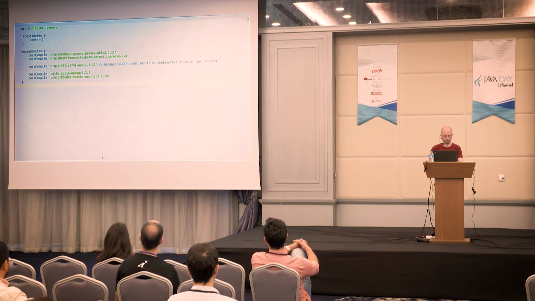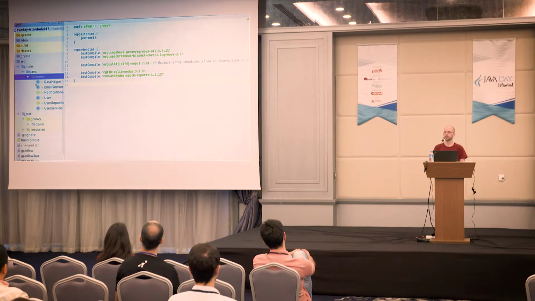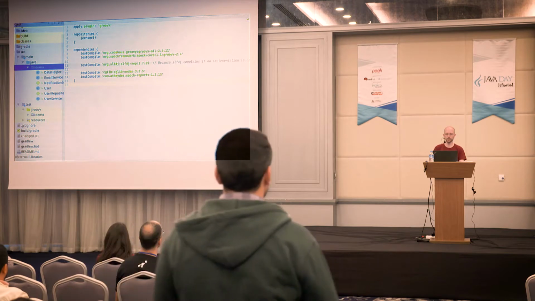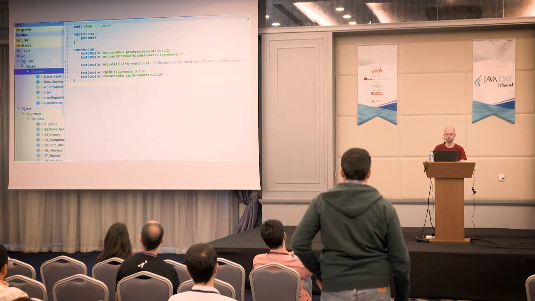Better now? So this is a Gradle project. Don't worry about the code. I will push the code to GitHub and tweet the link to all of it. This is a standard layout for the project: src/main/java, where I have all the Java code that I'm going to test, and here I have test/groovy with all the tests, right?